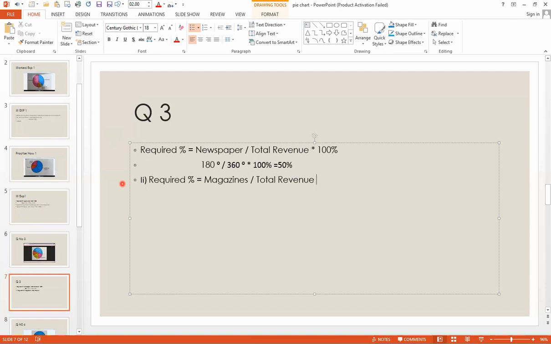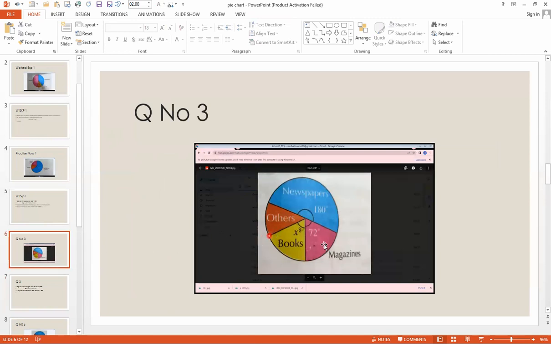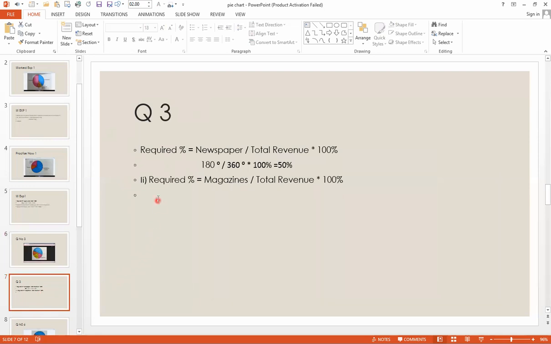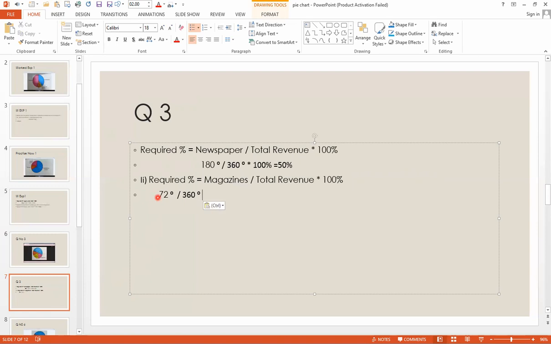And then you have to multiply it by 100%. Okay, so we have to solve it for magazine. For magazine, yes, how many degrees are given? 72. So here on the top, I have to write 72 degree. Here in the bottom, I have to write total. And what is the total? Obviously, in case of pie chart, it is equal to 360 degree.